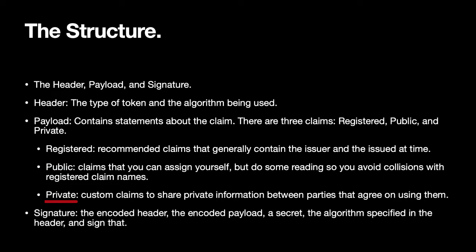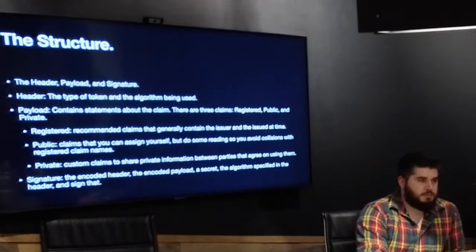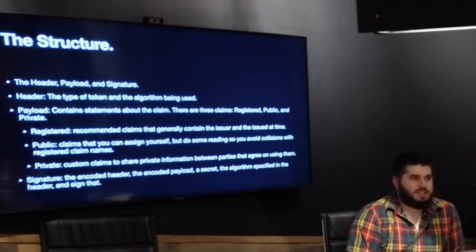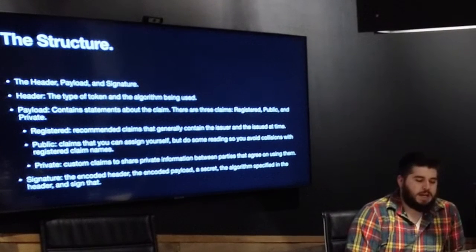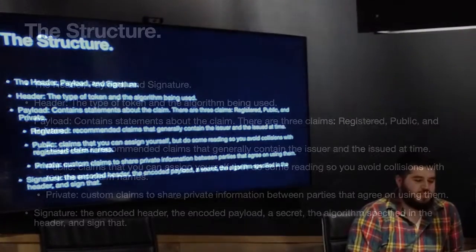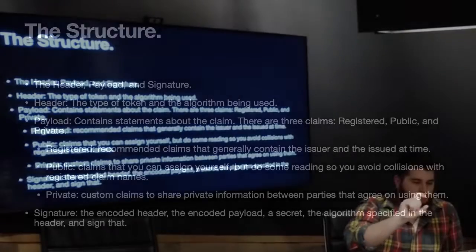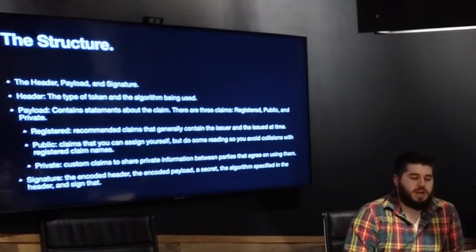And then private ones, when it comes down to the encrypted token, where you're sending between 2 entities that have a public-private key pair. Those are going to be basically private claims that you're only going to access if you can decrypt it. And then the signature, that's just the encoded header and the encoded payload, which is why it's dot separated. You've got header, payload, and then the signature down at the bottom.